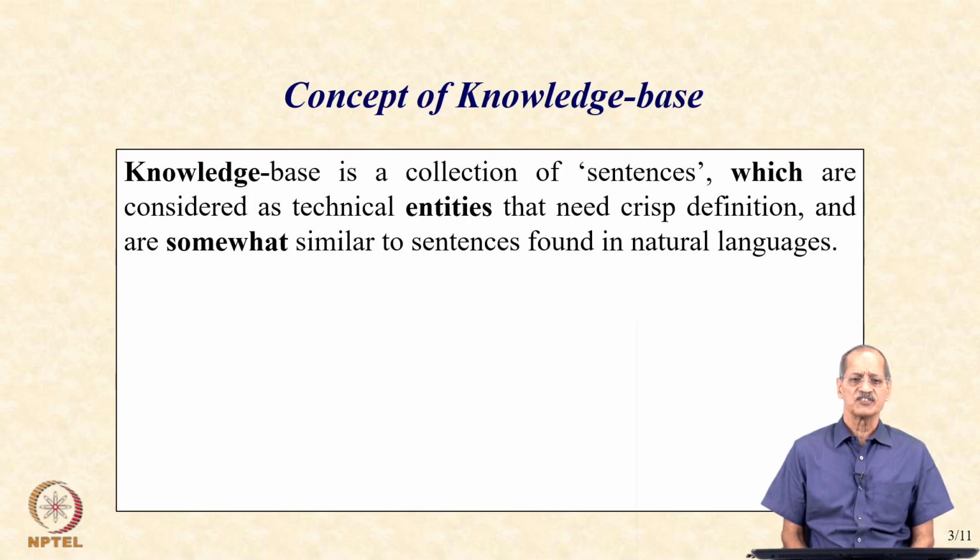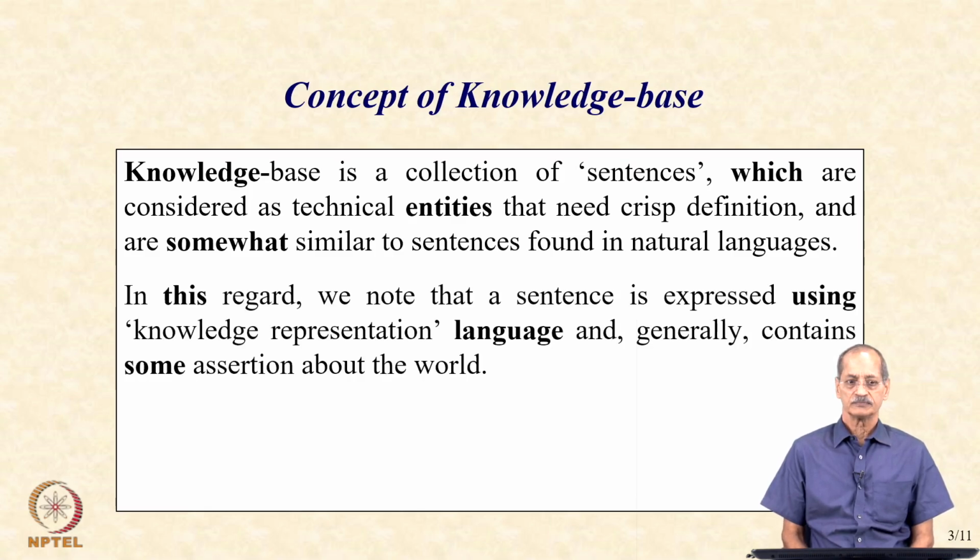So, these are essentially considered as technical entities that need crisp definition, and of course, they are somewhat similar to sentences found in natural languages, which we are already familiar with, but then there are important differences as well, as we shall see as we go along. In this context we note that a sentence is expressed using a knowledge representation language and generally contains some assertion about the world, whatever it could be. Depending upon the context of the agent and the kind of task or the action it is expected to take, there will be some assertion about the world or the environment around it.